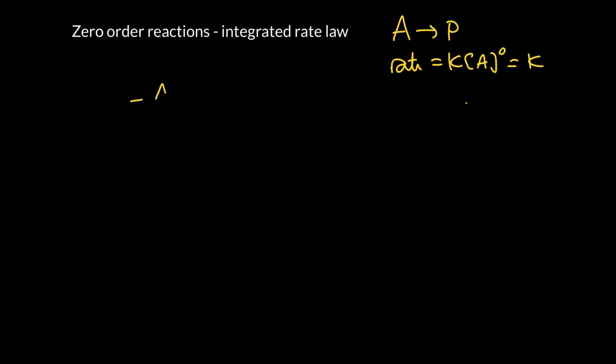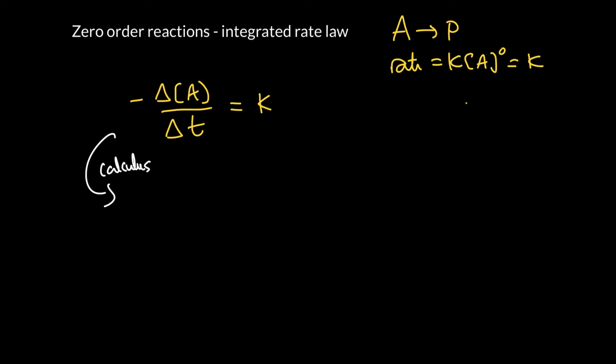We can go ahead and write down the rate. So the rate would be the change in concentration of A with time, where we flip the sign because it's a reactant, and it's equal to K. So we can do a little bit of calculus here, right? If you've taken calculus, this is kind of a little bit of fun. We are essentially just integrating, and that's why they're called integrated rate laws. But I like to think of them as concentration versus time equations.